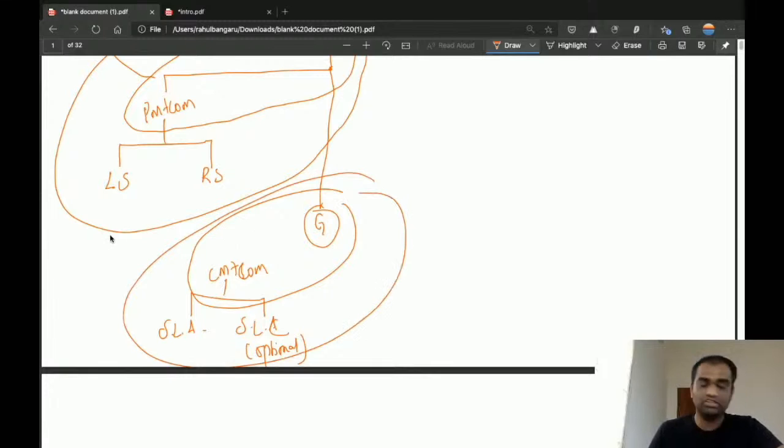Of course, this will also be helpful for 11th boards also. Okay, this is the state executive and this is the state legislature.